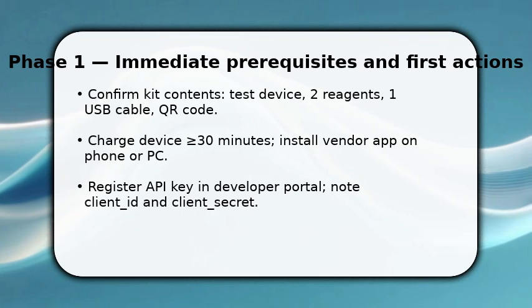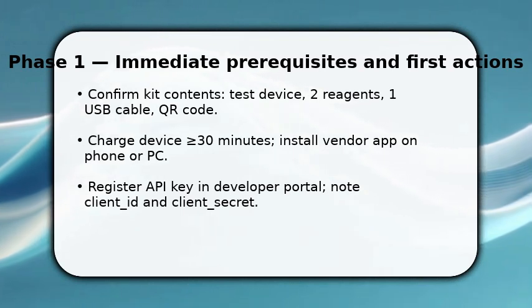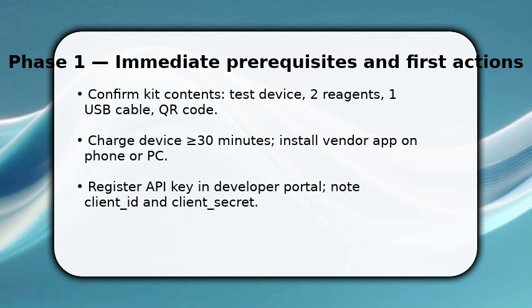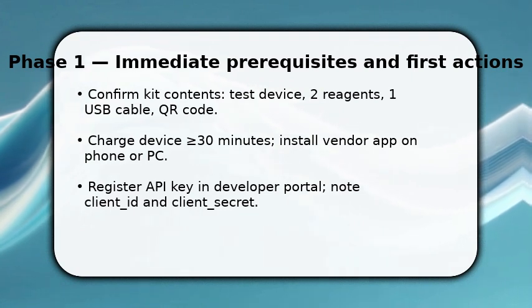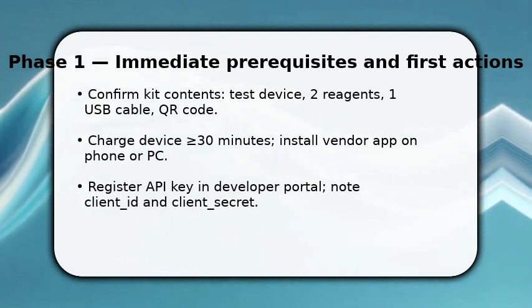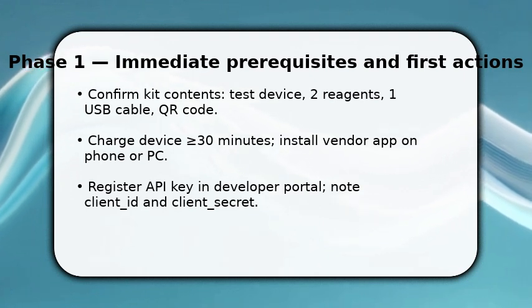You start by confirming physical kit items, because missing pieces stop progress fast. Once done, charge the device for at least 30 minutes and install the vendor app on your phone or PC so drivers and firmware can sync.